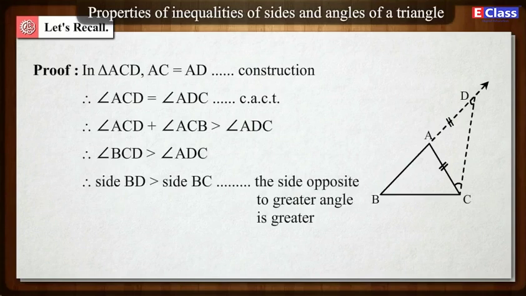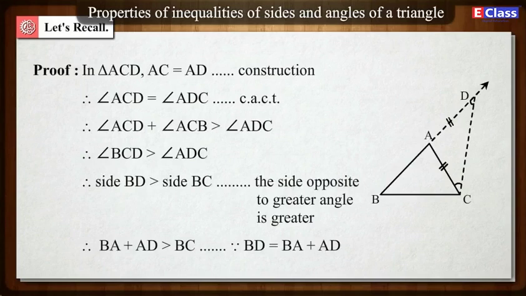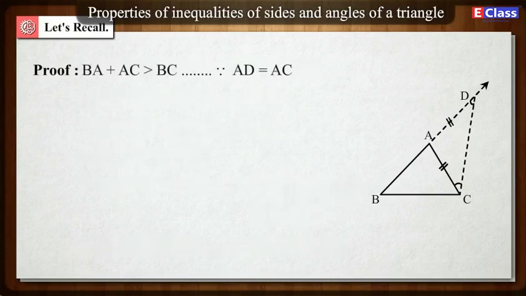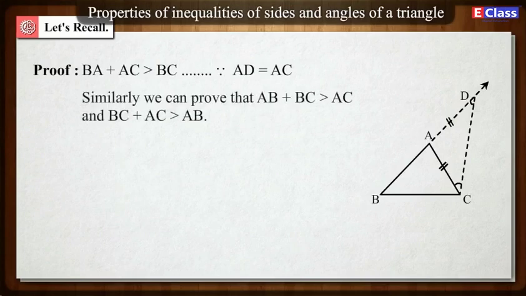Therefore, BA plus AD is greater than BC, since BD is equal to BA plus AD. BA plus AC is greater than BC, since AD is equal to AC. Similarly, we can prove that AB plus BC is greater than AC, and BC plus AC is greater than AB.